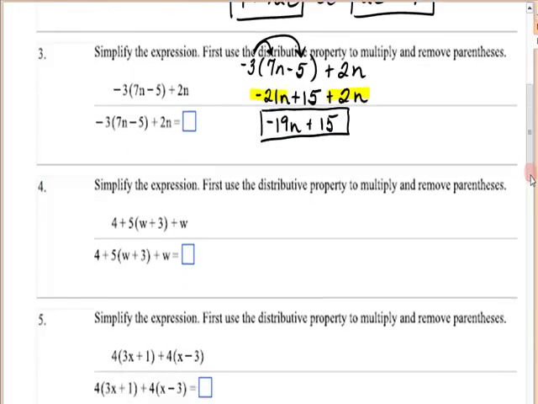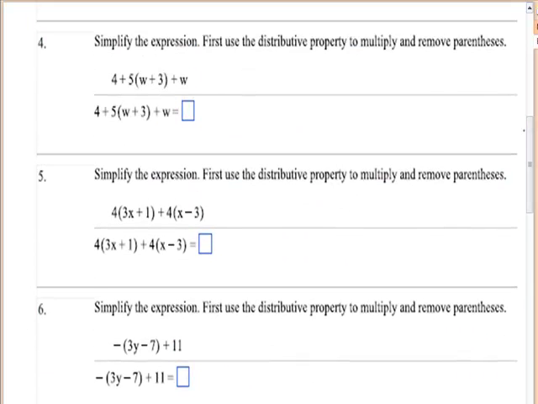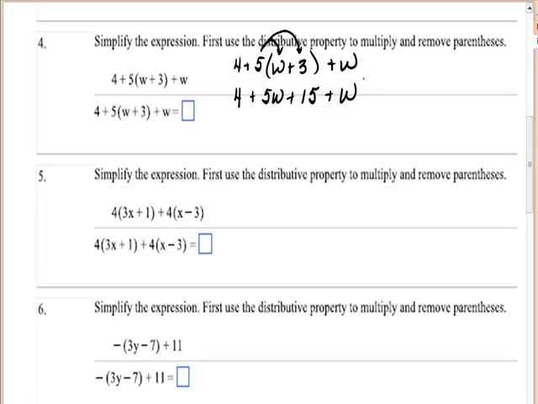All right, number 4. Whoops, I jumped down there way too far. We have lots to practice. We have 4 plus 5 parentheses w plus 3 close plus w. If I'm going to simplify, I look for parentheses first. I have some, and I have a number to distribute. Keep the 4. 5 times w is 5w. 5 times 3 is positive 15. And then I have a plus w that is not in the parentheses.